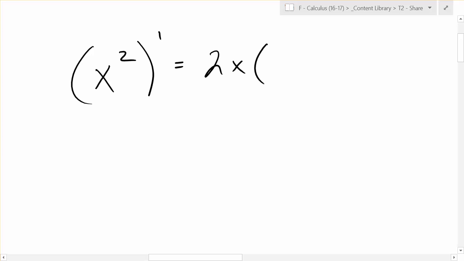What is the inner function in this case? Just x. What is the derivative of x? 1. There's always been this invisible 1 that pops out on the outside because of the chain rule. The chain rule is always in effect.